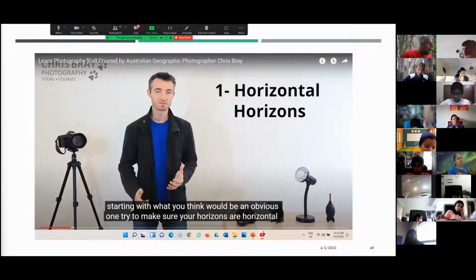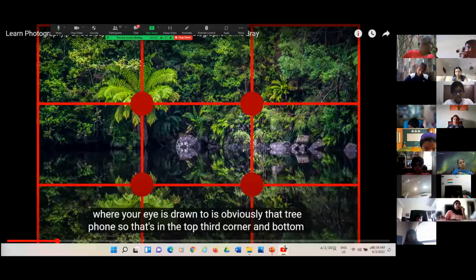The first tip is, whenever you see horizontal lines in your picture, try to keep them straight. Don't make them oblique, diagonal, or whatever. If it's horizontal, keep it horizontal, as far as possible. That's the first tip. You can see this little tree fern, as soon as your eye looks at it, because the line is properly horizontal, it becomes a very stunning photograph.